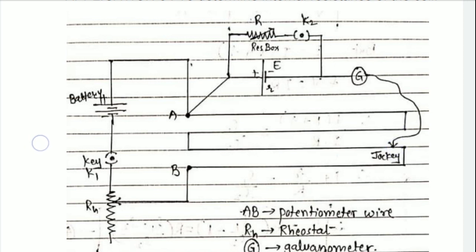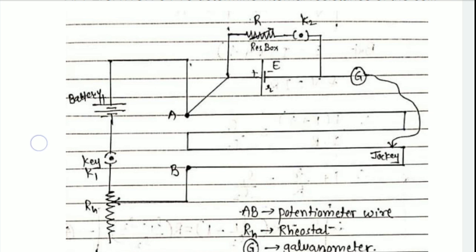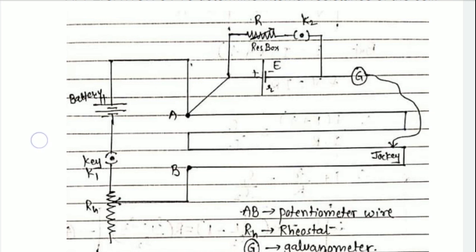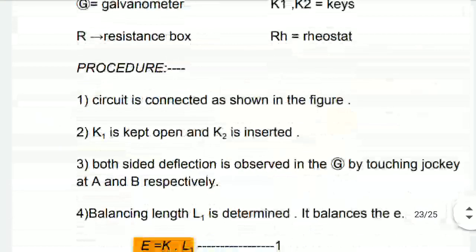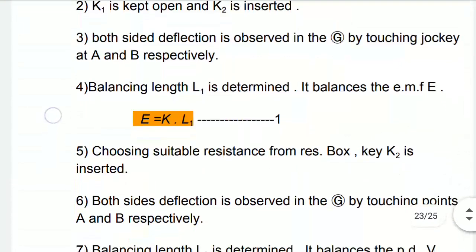In this case, the EMF of the cell E is getting balanced by this, and that's how I can write the equation. E is equal to K times L1. So that is what the equation is going to be. E is equal to K times L1.